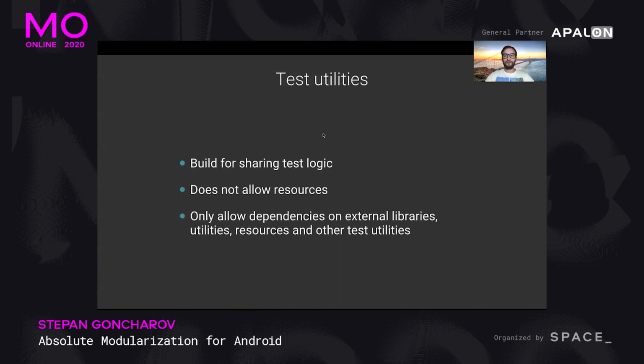Test utilities. Test utilities is pretty simple. So basically shared pieces of logic you use for tests, and you cannot add the test utility to the dependencies of your feature or library, something like that. You can only add it to the test dependencies, which I hope makes sense. And the resources, as I was mentioning a couple of times, is the only type of module which allows resources, so other types do not allow it. And yeah, you need to extract all resources separately and then add them as a dependency.